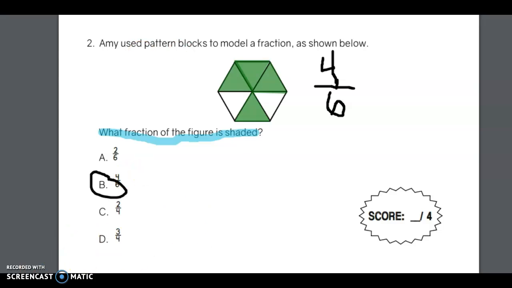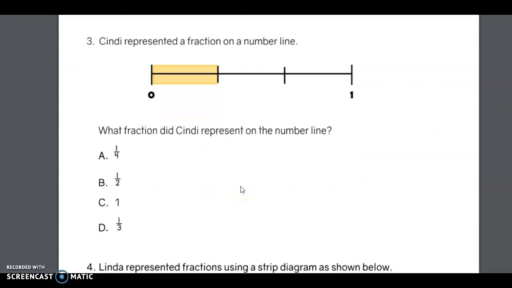All right. Let's keep going. Cindy represented a fraction on a number line. Oop, look, here's number lines. What fraction did Cindy represent on the number line? Okay, so what do we have to do first? Well, what's the first step when we're dealing with fractions? We need to figure out our denominator. Good job.